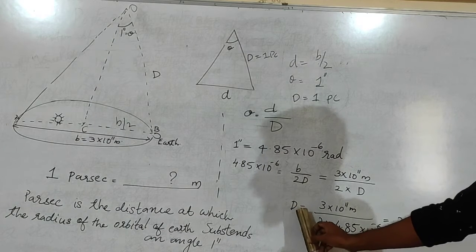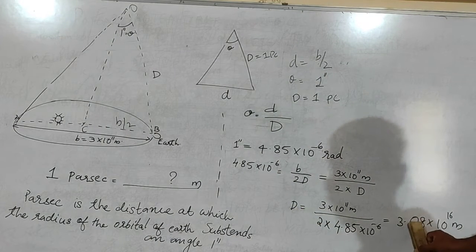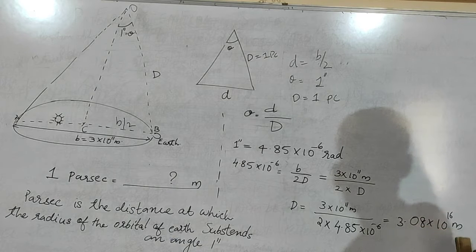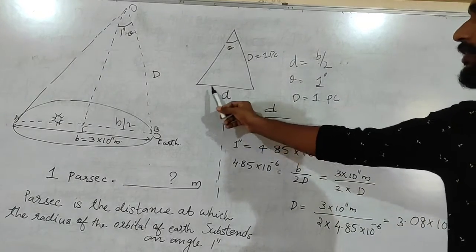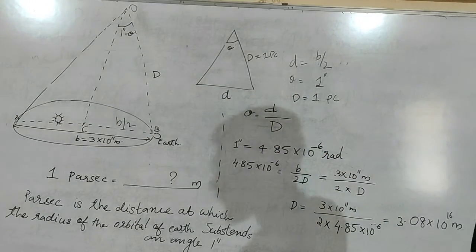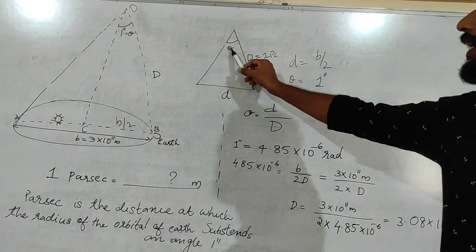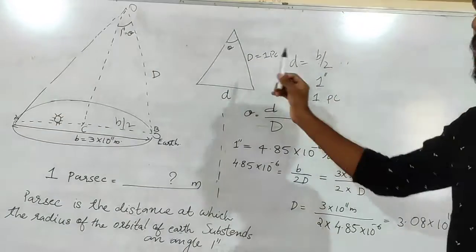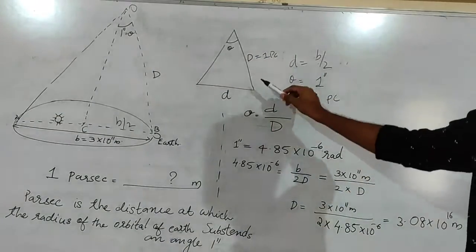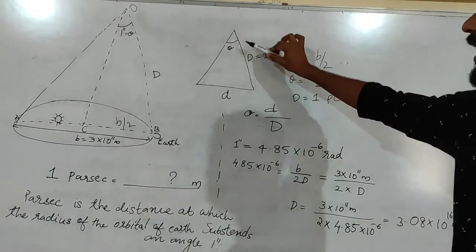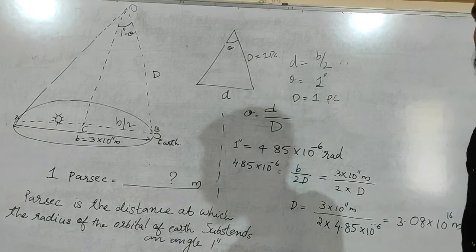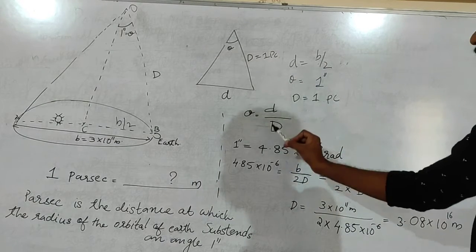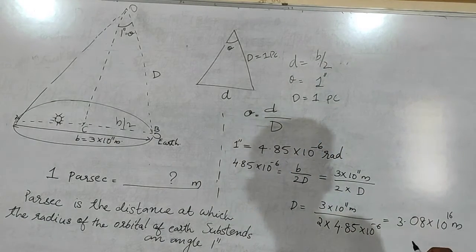So D in terms of meter you will obtain as 3.08 into 10 to the power 16 meter. So that is equal to 1 parsec. That means where the small d value is the radius of the orbit of the earth and the theta value is 1 second, the distance between the earth and the celestial object will be equal to 1 parsec. So now we have found that value in terms of meter.